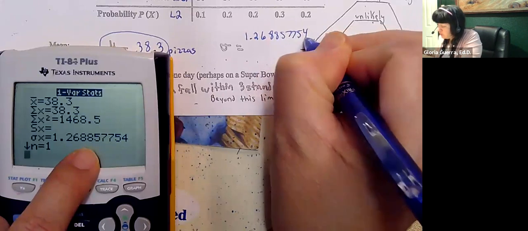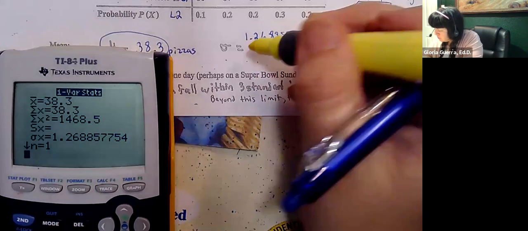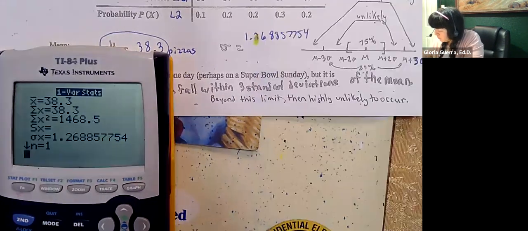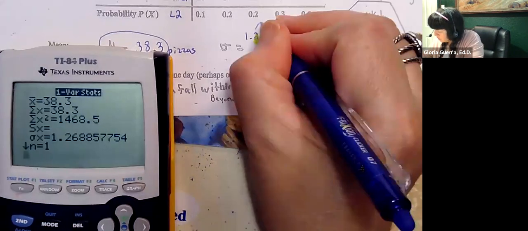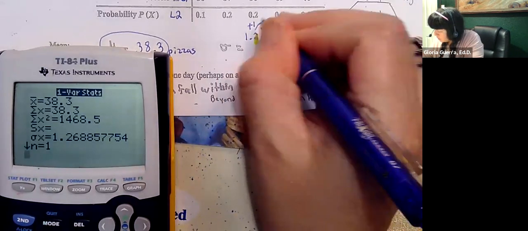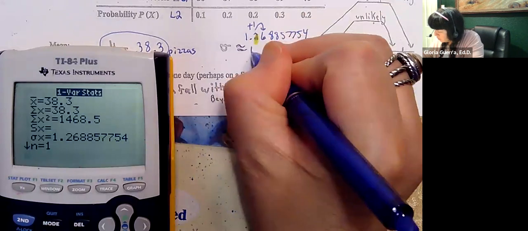And then you can round that to the nearest tenths. Look at the number to the right. Is that 5 or more? Yep, it's a 6, so add 1. So that's about 1.3.